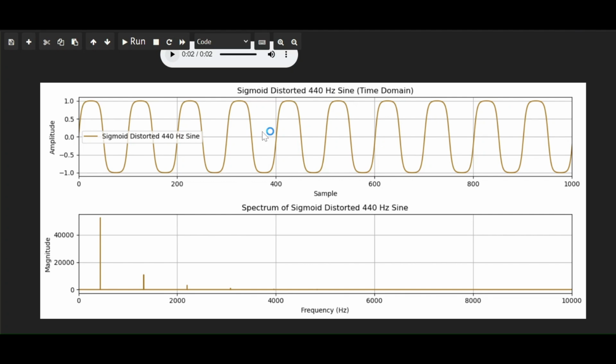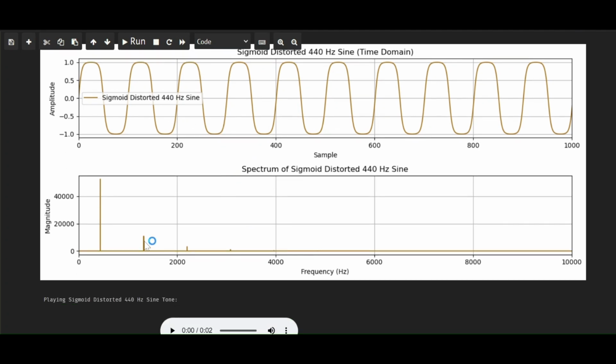Then we have sigmoid, a function which is extensively used in artificial intelligence. This has also rounded off the sine wave pretty well. It has generated 3 harmonics.